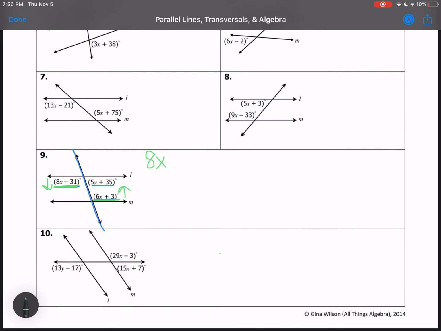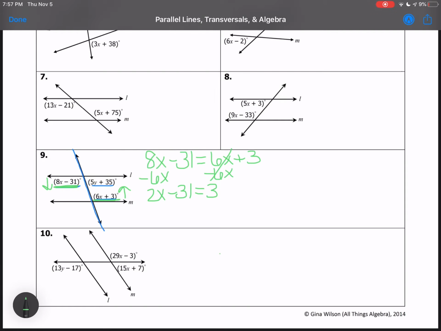So 8x minus 31 equals 6x plus 3. Now I'm just solving this algebraically for my unknown variable x. So I need to isolate that x on the same side. So I'm going to subtract 6x here to get all my x's on the same side. Those cancel. Subtract 6x. So I have 2x minus 31 equals positive 3.